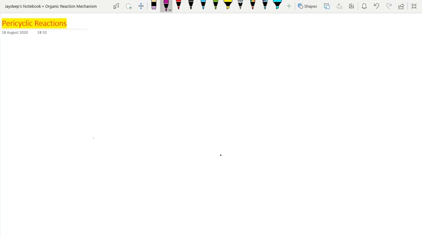Now let us consider the next topic, that is pericyclic reactions. Since the majority of reactions involve the formation of ion or free radical intermediates which then change into the product. However, there are some reactions which take place without forming any kind of intermediates. Such types of reactions are known as pericyclic reactions. Consider an example for the pericyclic reaction.